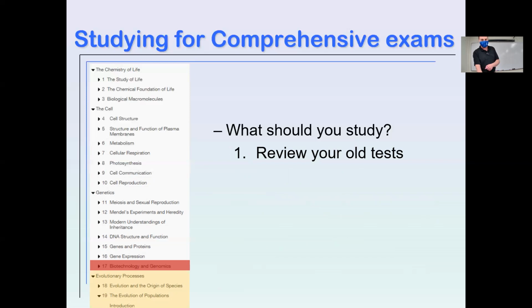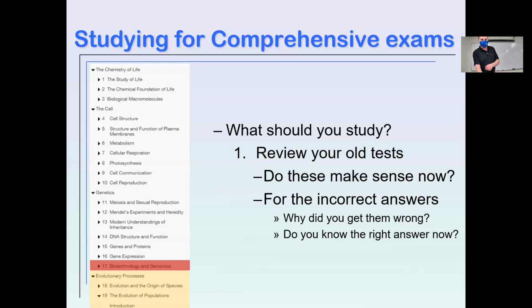All right, so again, review old tests. If we break those down just a little bit, when you go back and look through your old tests, what makes sense now? Do all the questions there make sense? Because a lot of what we've done throughout this course really has built on the previous material. Not all of it, but a lot of it has built back up.